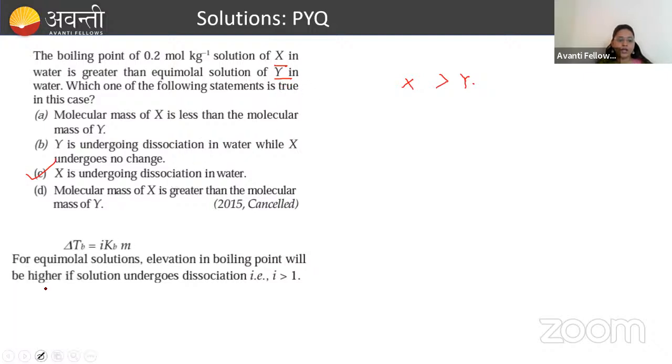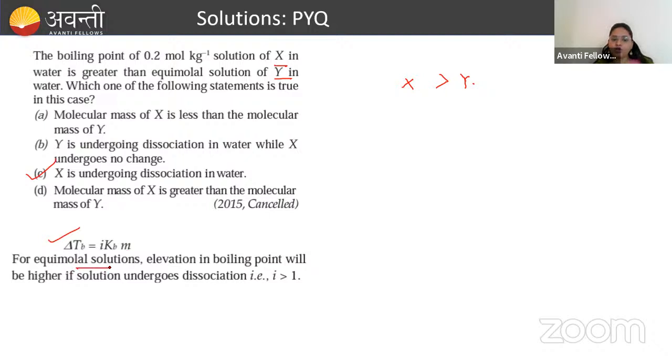What is the second option? Y is undergoing dissociation in water while X is undergoing no change. Next, X is undergoing dissociation in water. Next, molar mass of X is greater than the molecular mass of Y. So they always talk about molecular mass and dissociation. Here, you know the formula: delta TB is equal to i KB into m.